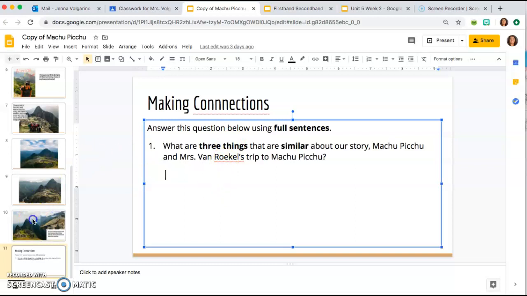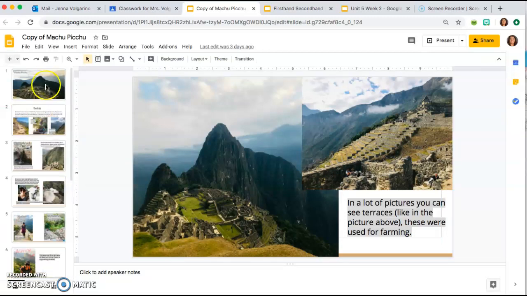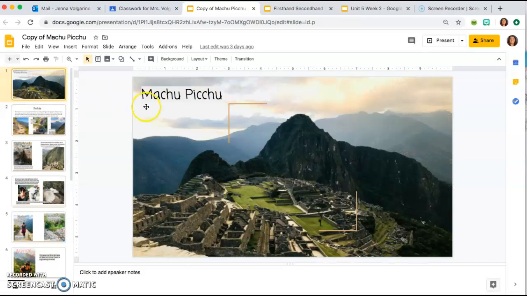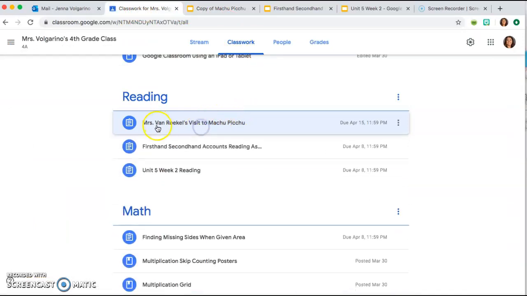So you would need to make sure that you listen to our weekly story first before you do this activity, or else it will be difficult to make those connections. Okay. And then you'd want to make sure you turn this in as well at the end. All 3 of these need to be turned in.